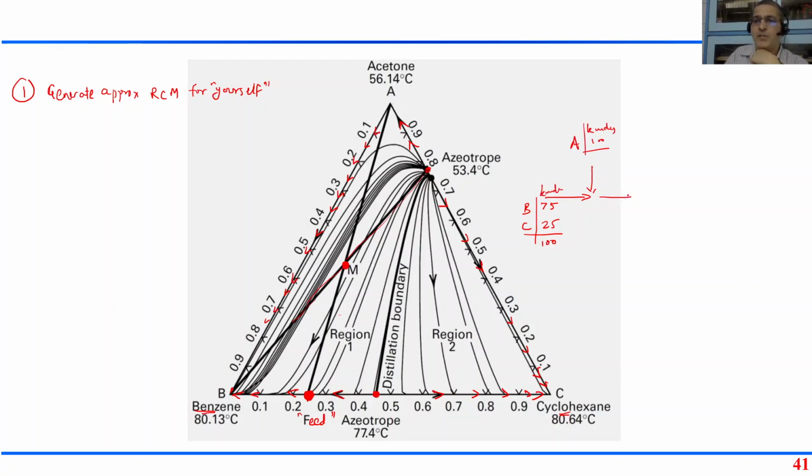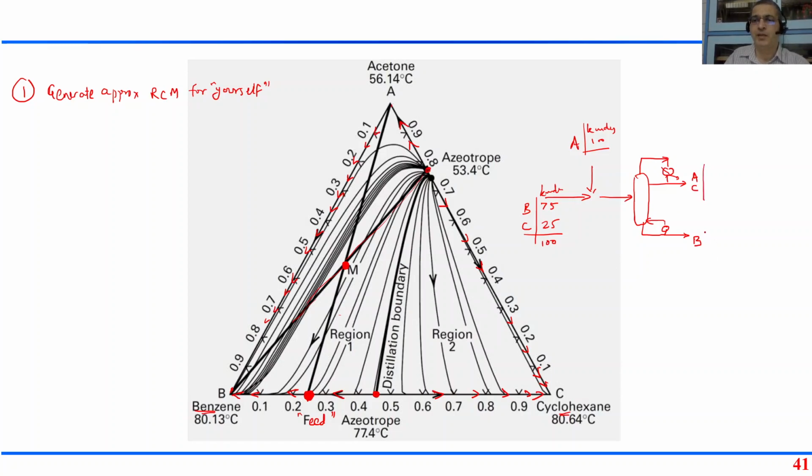My combined mixture would be somewhere here, midway between the line joining the feed and the acetone. Do you agree with that? Now if I distill this, use a good amount of reflux, use a large number of stages. How many stages and how much reflux will of course come from actual rigorous calculations, but essentially I will get pure benzene at the bottom, and I will get a binary mixture of acetone and cyclohexane here.